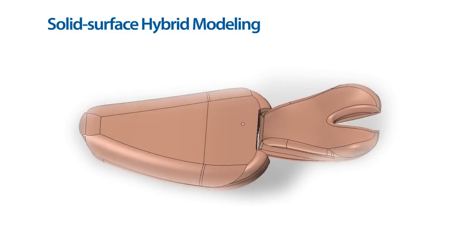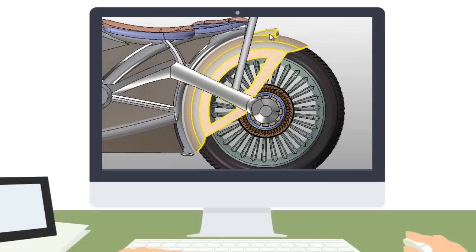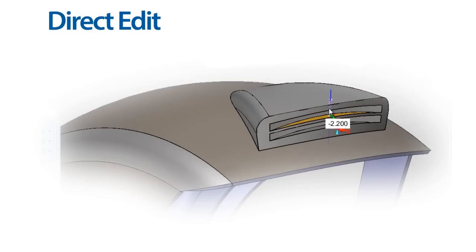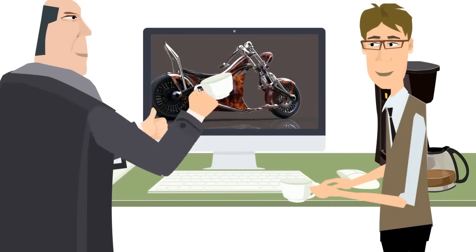Unique Solid Surface Hybrid Modeling lets you freely use the same commands to edit solids or surfaces. Direct Edit allows you to modify 3D models directly without history regeneration. ZW3D helps you to create flexible designs in less time.